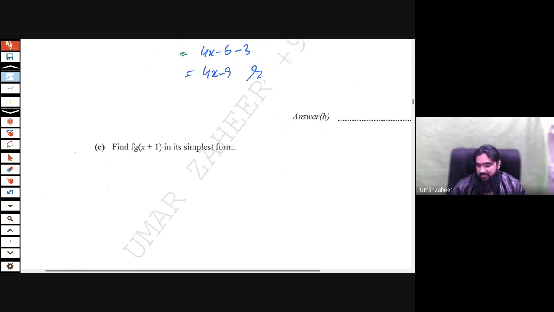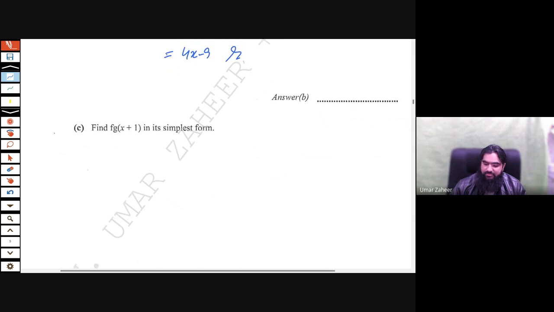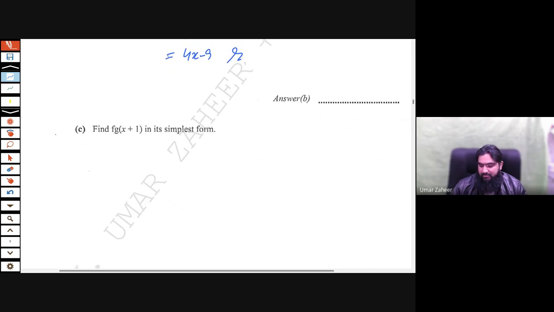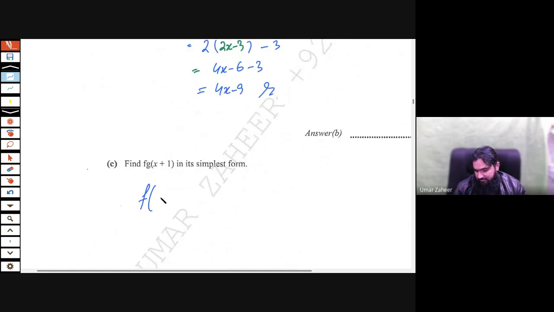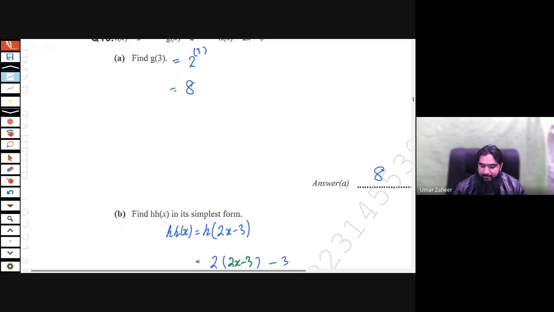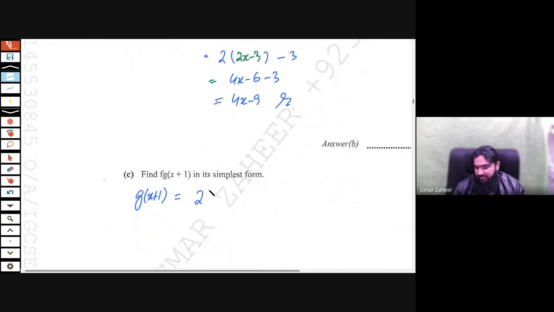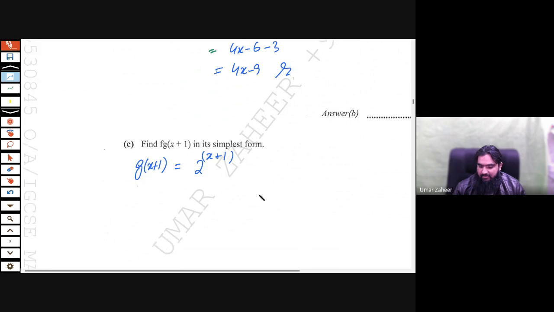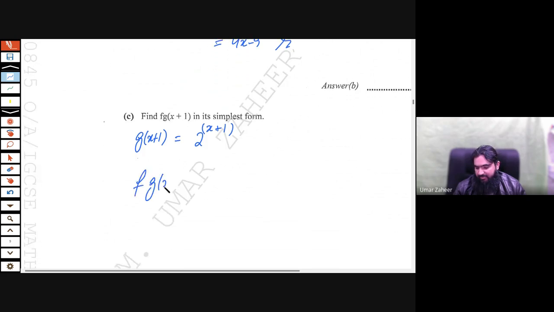Now the last part of the last question is f into g of x plus 1. We don't have the value of g of x plus 1, so we will find it first. What is the g function? The g function is 2 power x, so in the power you will get x plus 1. Now we will apply the f function: f as it is, at the place of g of x plus 1 we substitute 2 power x plus 1.